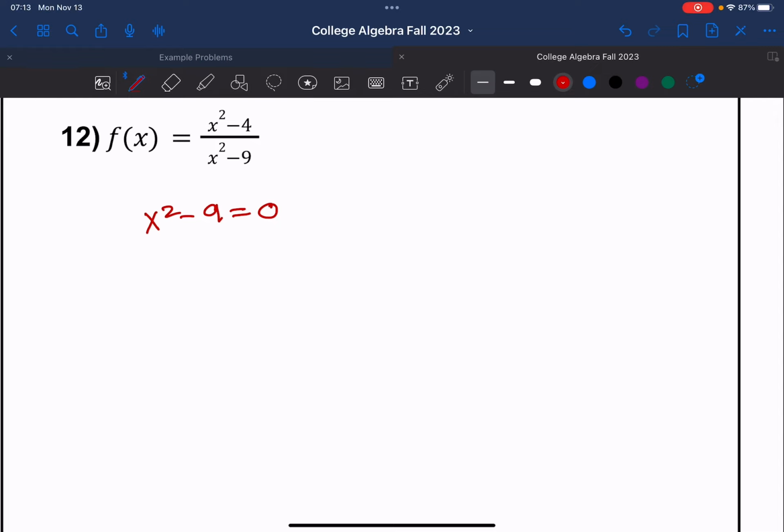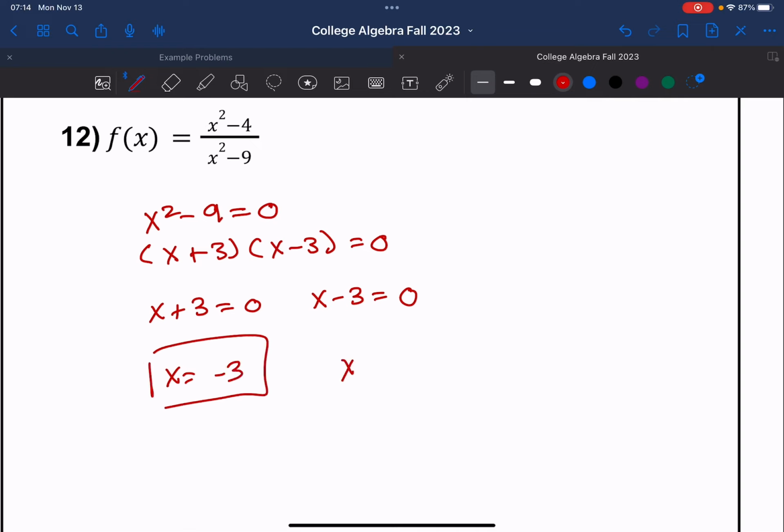Okay, what are the factors that you guys got for 12? Okay, just the factors, not the answers. Oh, x plus 3 and x minus 3. You had x plus 3, x minus 3, and that means the answers you got what? Good, x is equal to negative 3, and x is equal to positive 3. Okay, those are our two vertical asymptotes.